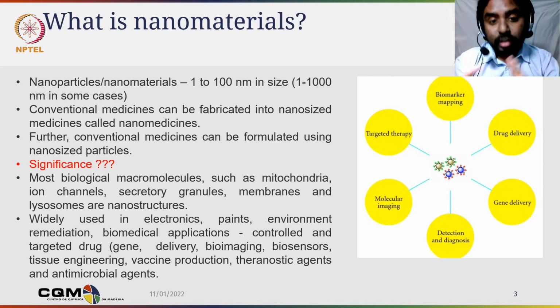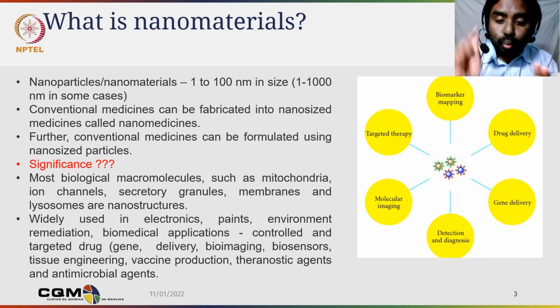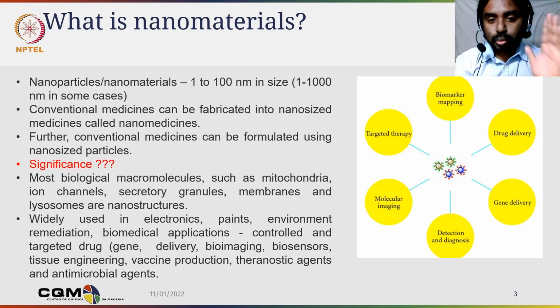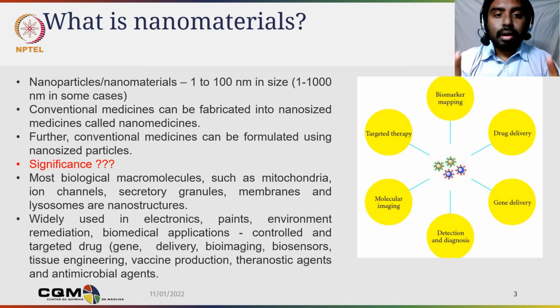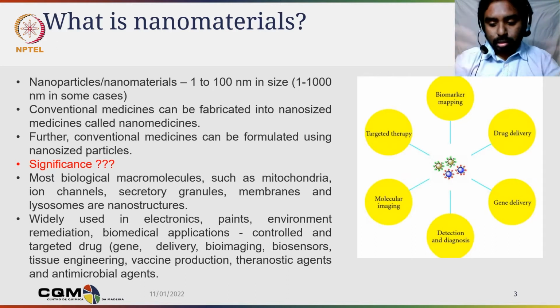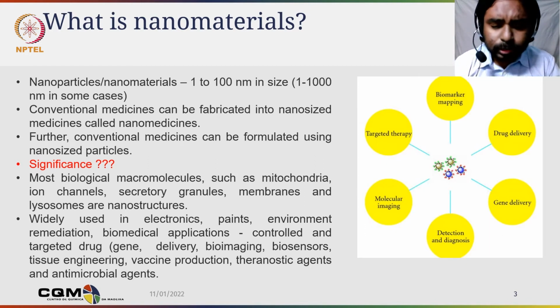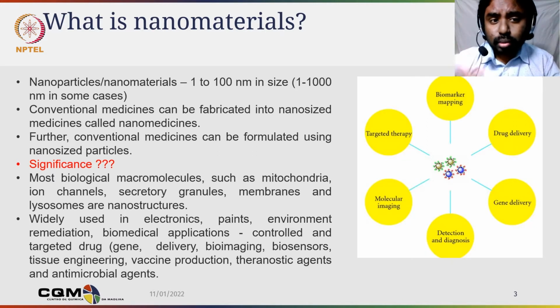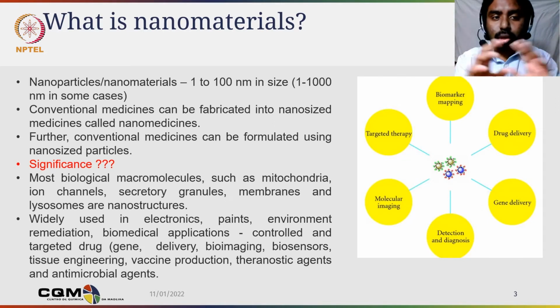If you have three dimensions, the x-axis, y-axis, and z-axis, at least one dimension should be in the 1 to 100 nanometer size range, right? In some other cases, especially in biological materials, bionanomaterials or bionanoparticles, if you have 1 to 1000 nanometer sizes, those particles are also categorized under nanomaterials or nanoparticles.